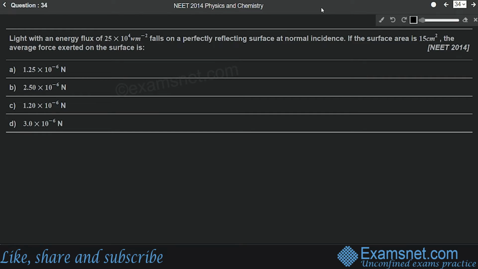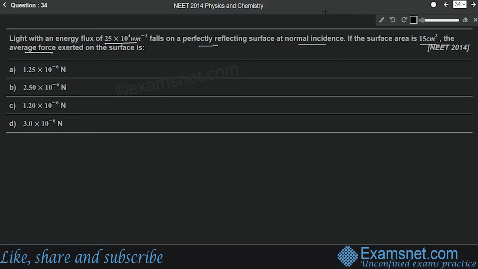Question number 34 is from the chapter Electromagnetic Waves, and the question is, light with an energy flux of 25 into 10 to the power 4 Weber per meter square falls on a perfectly reflecting surface at normal incidence. If the surface area is 15 centimeter square, the average force exerted on the surface is.